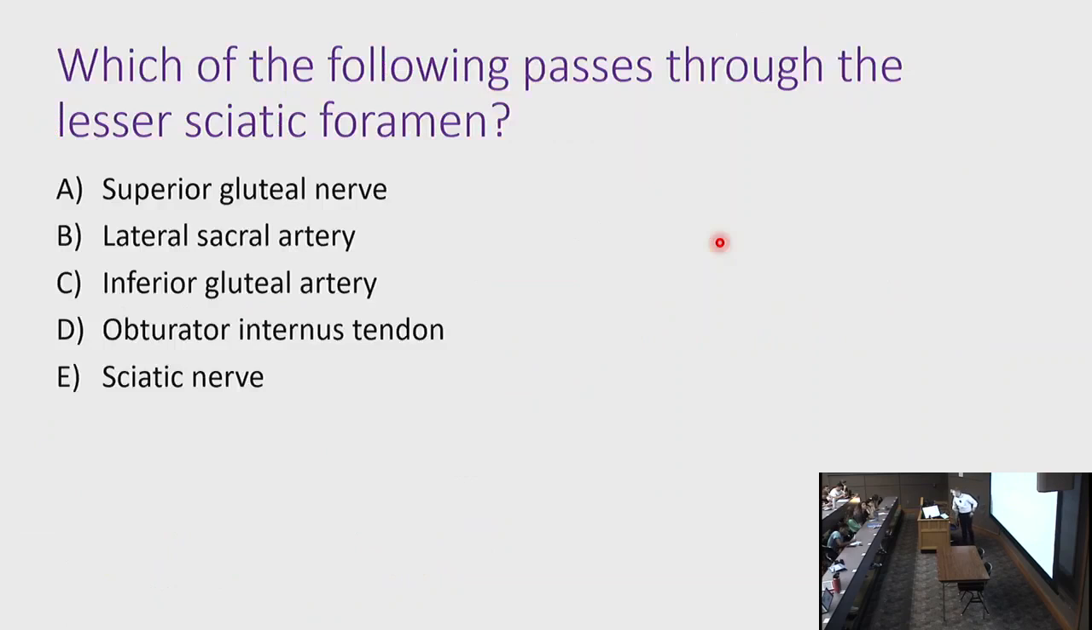That's not a question. But we got a question first. So which of the following passes through the lesser sciatic foramen? All right, so take a minute, and then we'll go through this one.